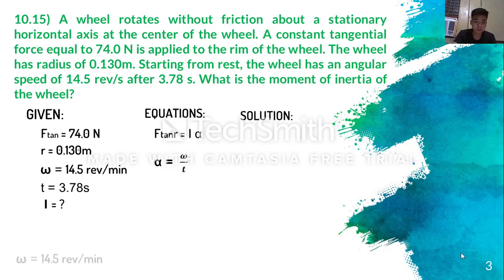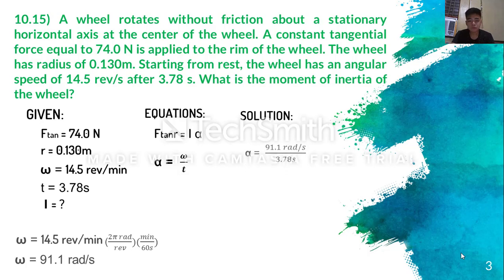To solve for this, we first need to convert our angular velocity. It needs to be in rad per second, so we need to multiply by 2 pi rad over rev times minute over 60 seconds so that we can convert it into rad per second, which will give us a value of 91.1 rad per second. Now we can plug it in. So angular acceleration will be equal to 91.1 rad per second over 3.78 seconds, which will give us a value of 24.1 rad per second squared.